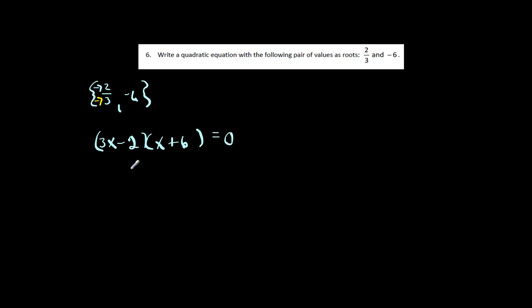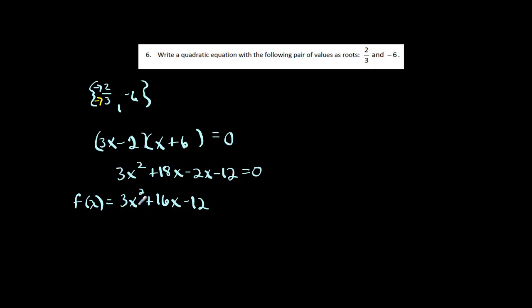Let's multiply this out. So we FOIL it out. So 3x squared plus 18x minus 2x minus 12. So 3x squared plus 16x minus 12. So this is our function for that problem.